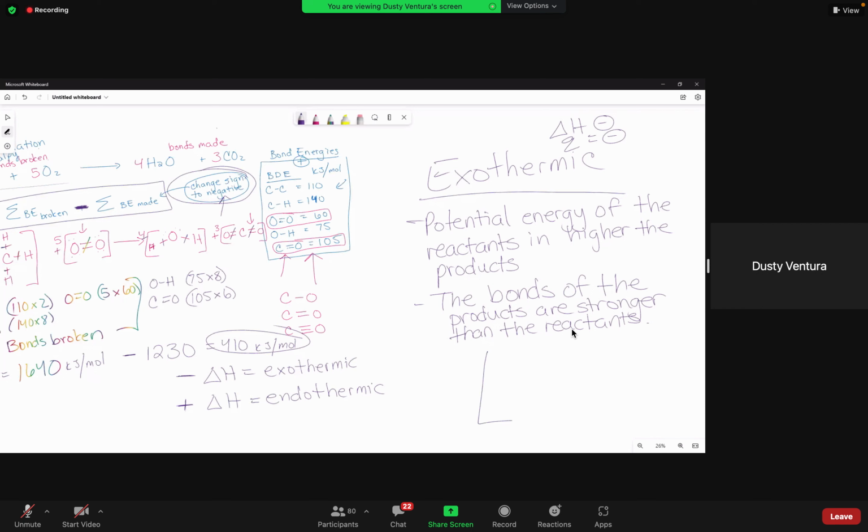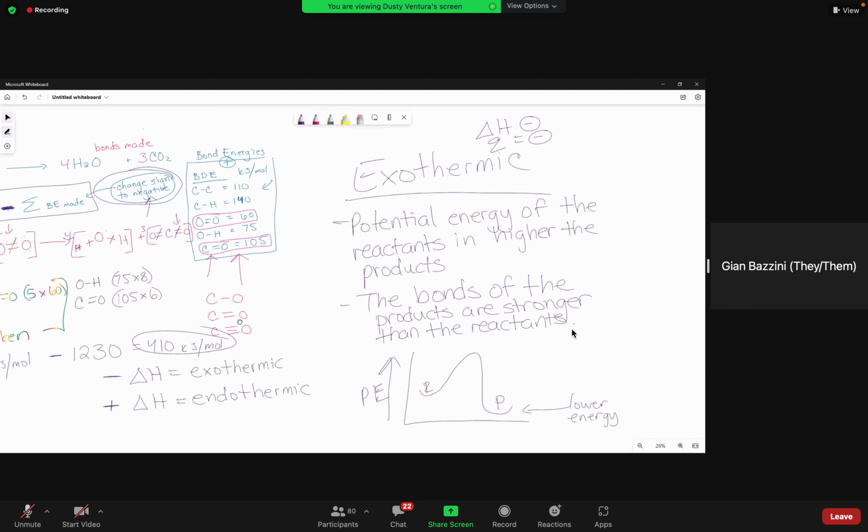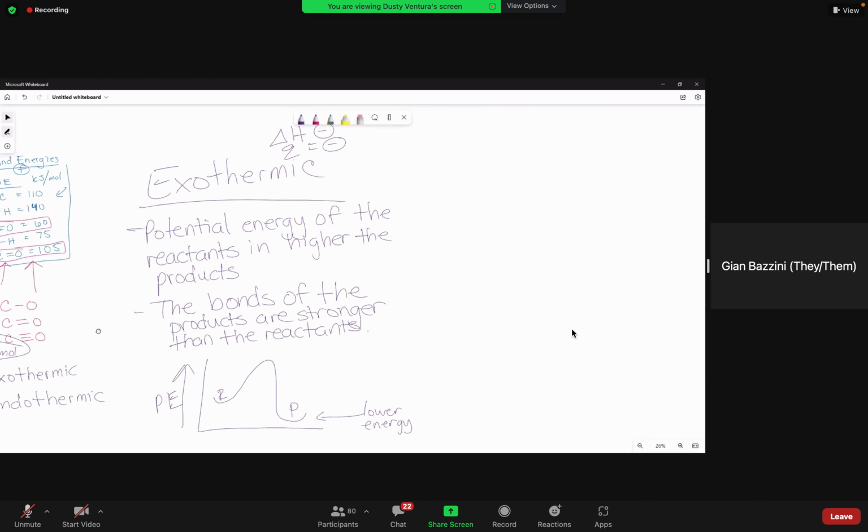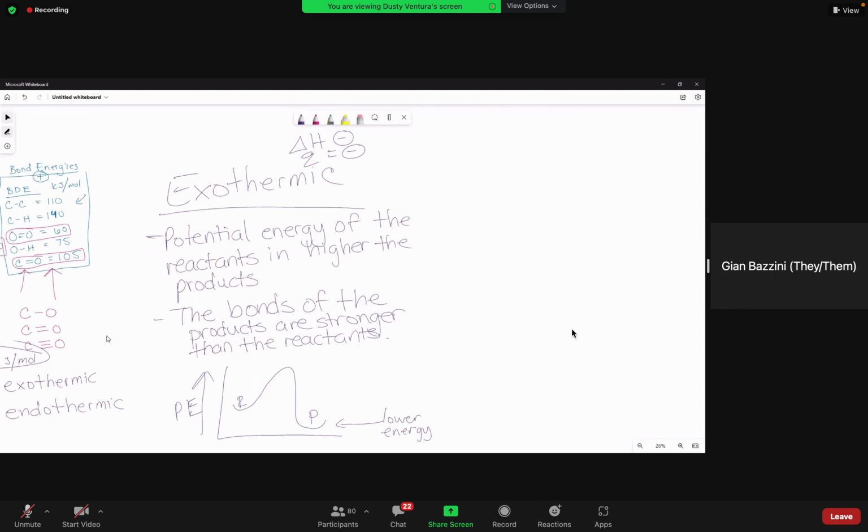And if you drew what we call a reaction progress diagram, it would look like this. This represents potential energy. This would be the reactants, and this is the product. So the products are at a lower, chiller energy than the reactants. Yeah, go ahead. It is written that the potential energy of the reactants is higher than the products.